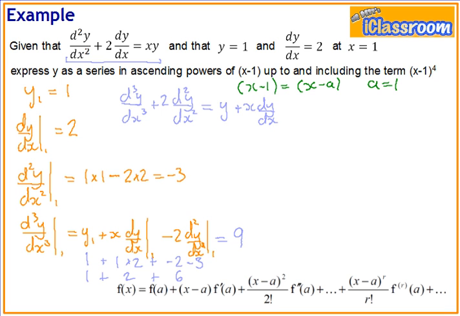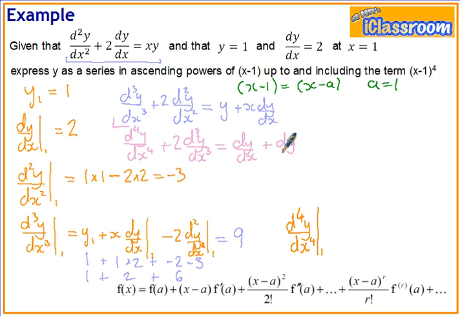Now, as I run out of room on my page, the next thing that I want to find is d4y by dx to the power of 4, evaluated at 1. I know I need this because I'm looking for terms up to and including x minus 1 all to the power of 4. This now means I'm going to have to differentiate the function that I've just differentiated again. This is now going to give me d4y by dx to the power of 4 plus two lots of d3y by dx cubed, which will be equal to dy by dx, and finally product rule on this will give me dy by dx plus x lots of d2y by dx squared.